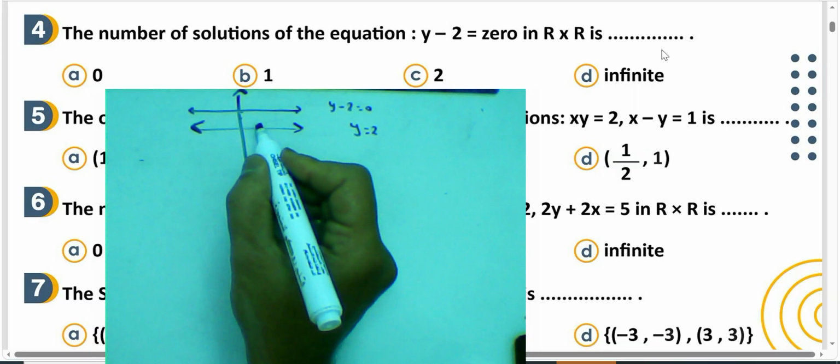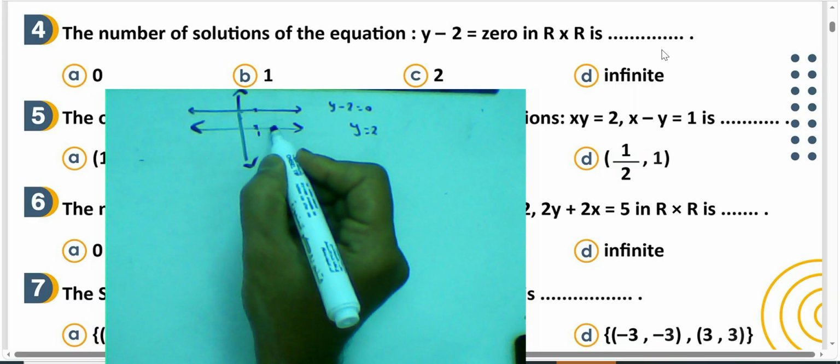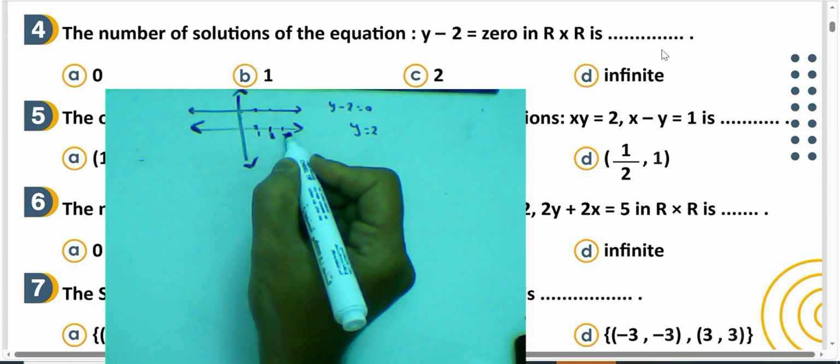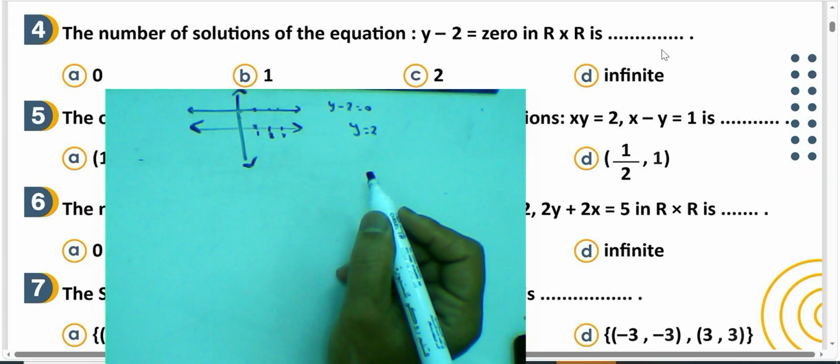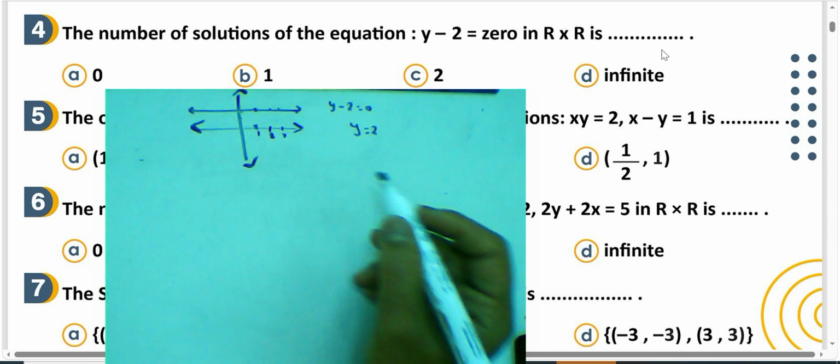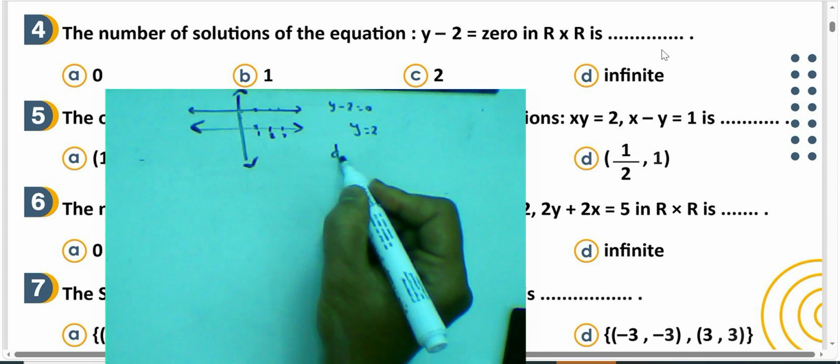If we put x like 1, the image will be 2; the image of 2 will be 2; the image of 3, 3. Then we have infinite solutions for this equation. We have a straight line parallel to the x-axis. Then we have infinite solutions. The number of solutions will be infinity. Choose letter D.